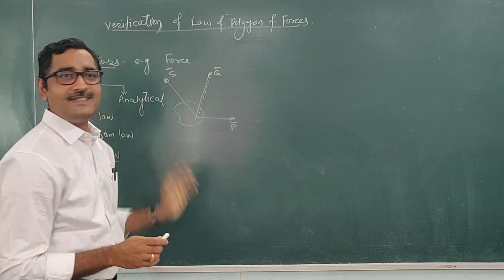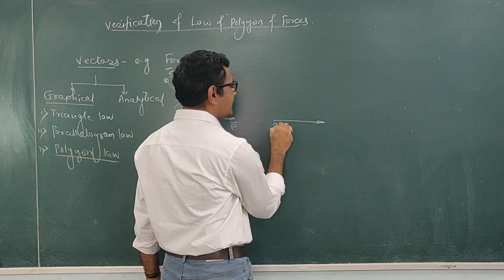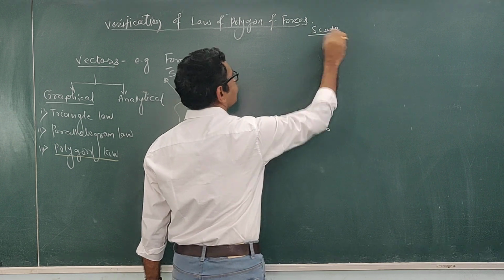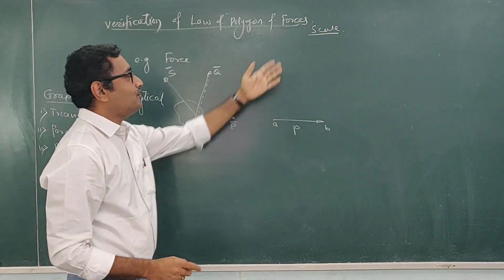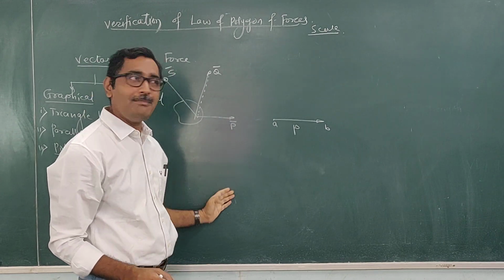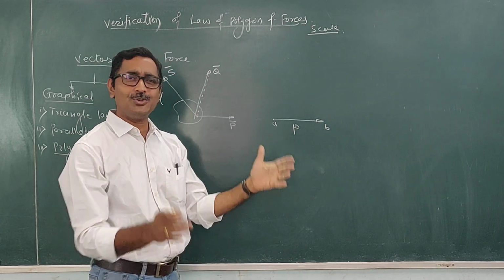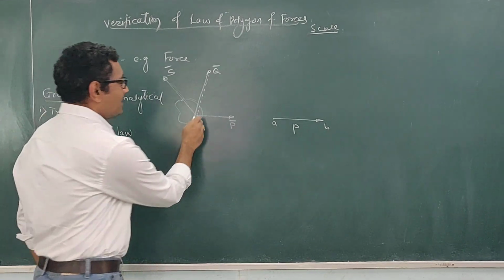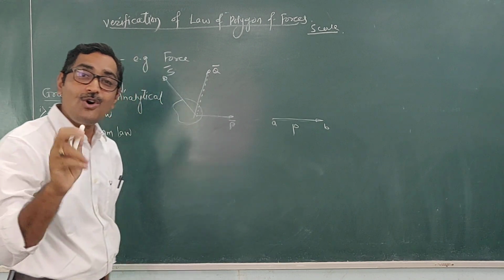So I am going to represent these forces as the sides of a polygon. Let this line AB represent the force P with some suitable scale. You have to decide the scale. While deciding the scale, you have to observe the vectors of minimum magnitude and maximum magnitude, and according to that decide the scale such that this figure should not be very small or very big. So represent these vectors as the sides of a polygon taken in order.